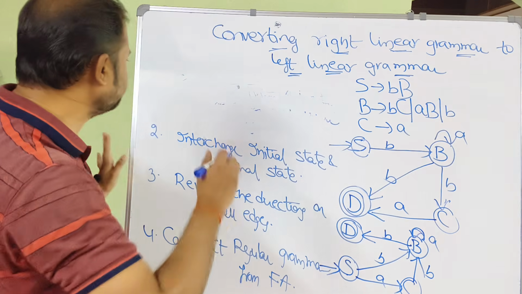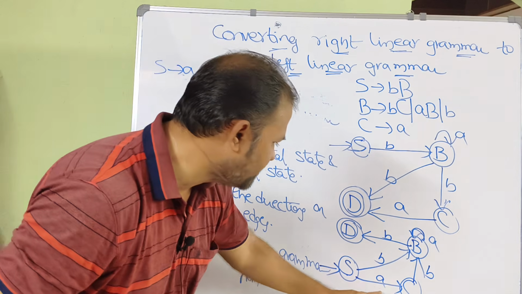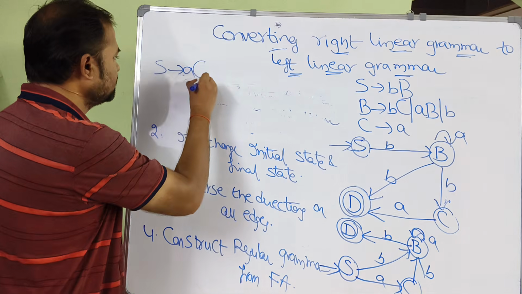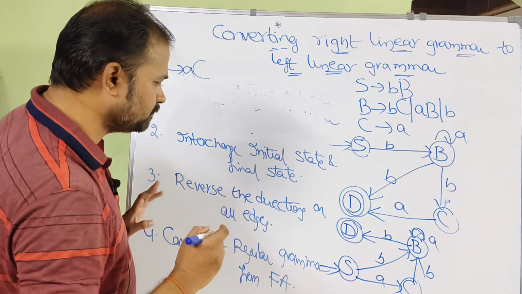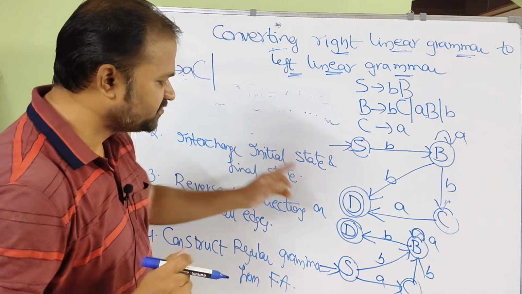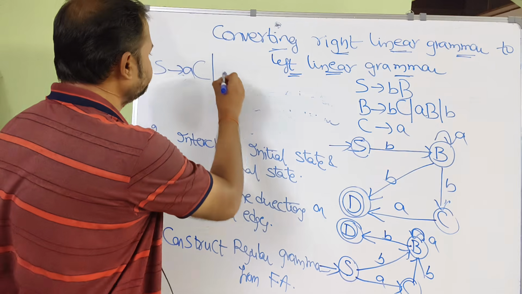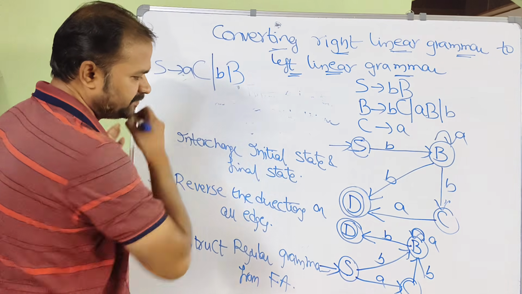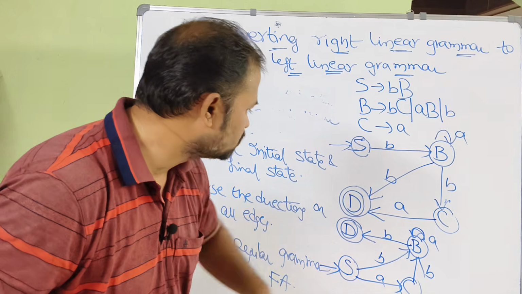So what is the first one? Here S is the input symbol. S on A goes to C. Next one, S on B goes to B. So there is one more production associated with S.